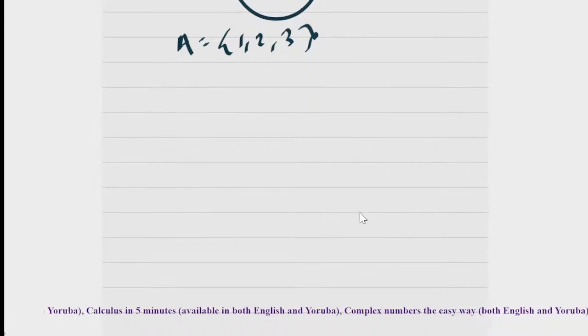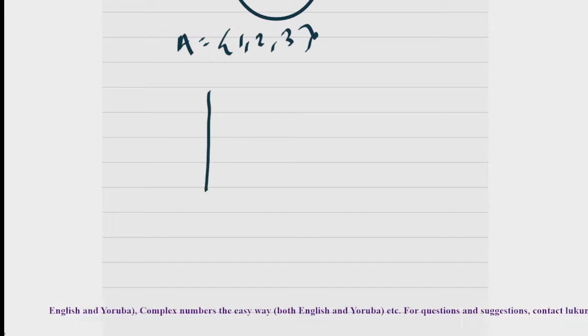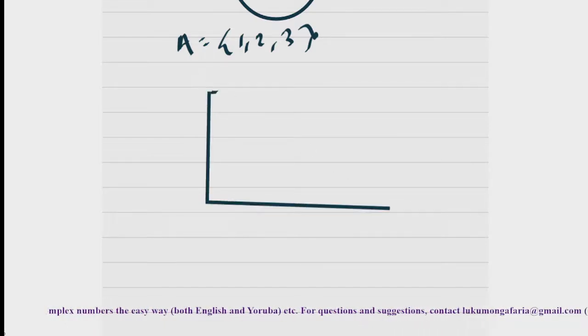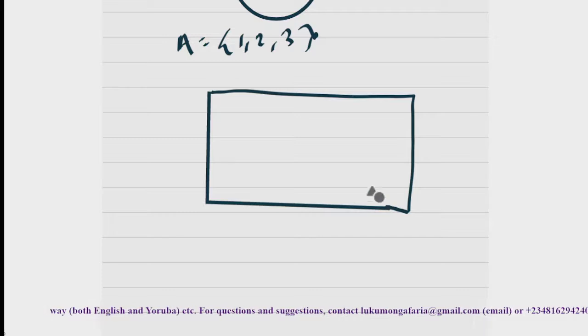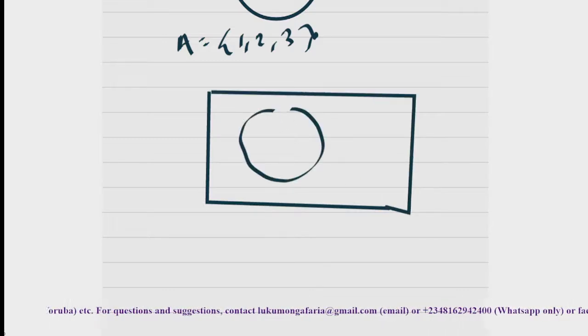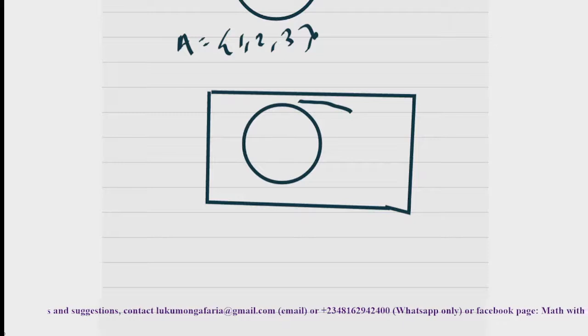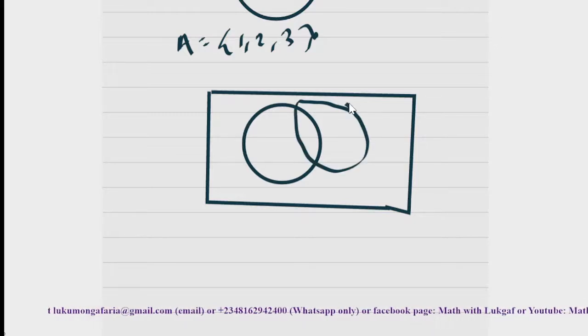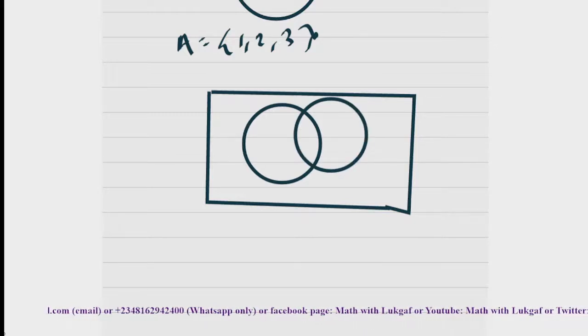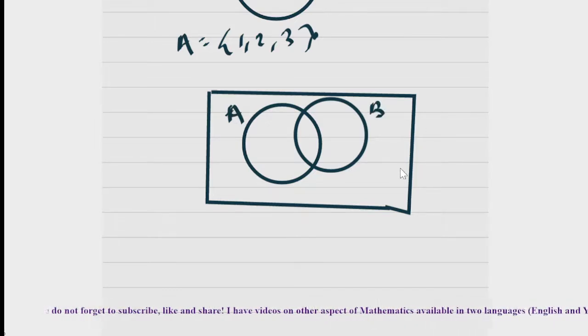If that is clear, let's say I now have two sets. Recall, if you have two sets, then we must have a universal set as well. Maybe we have this universal set, and like I've said, if this is your region, and the first circle here, recall I said a set is represented by what? By a boundary, a circle. So if this is a set A and this is a set B, you understand now?